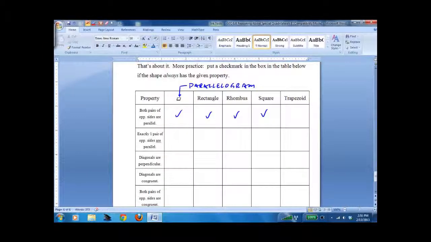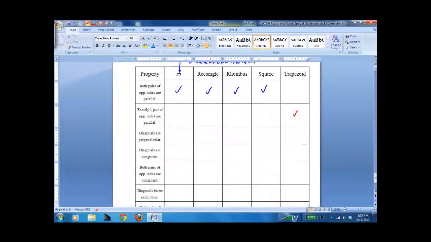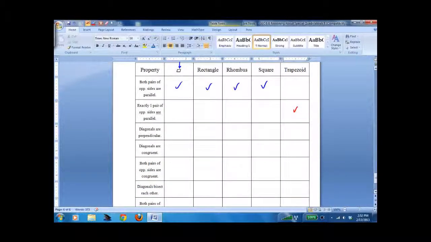Only one pair of opposite sides are parallel. That's the definition of a trapezoid. And it's either trapezoid or parallelogram. You really can't have both of these going at the same time. Now, diagonals are perpendicular. Well, they're not in a parallelogram always. They're not in a rectangle, but in a rhombus, they always are. Since a square is a rhombus, you know that too. And they're not in a trapezoid.